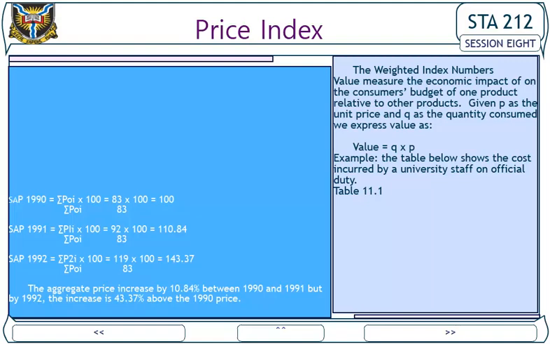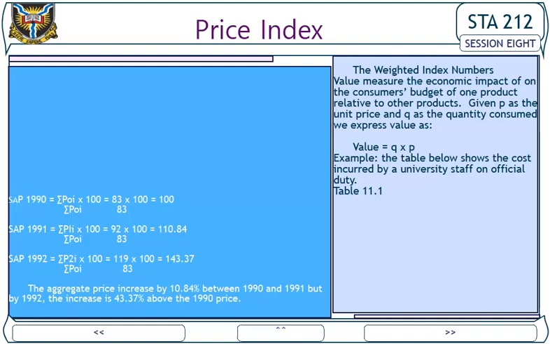The weighted index numbers. Value measures the economic impact on the consumer's budget of one product relative to other products. Given P as the unit price and Q as the quantity consumed, we express value as value is equal to Q times P.